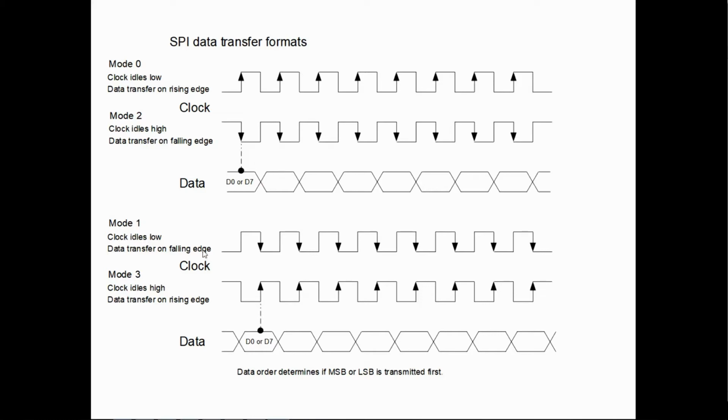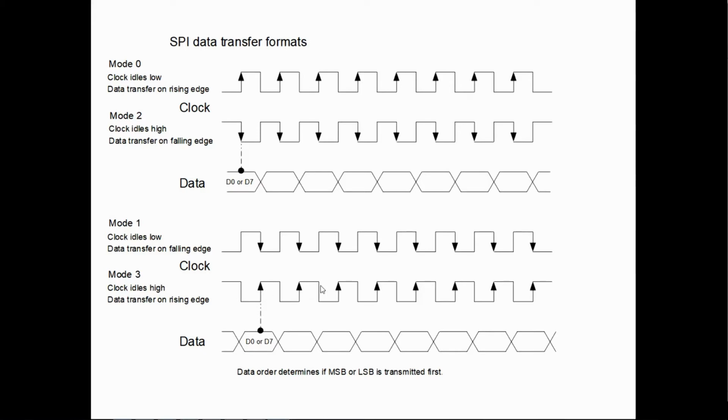Mode 1 down here, the clock idles low again, but this time the clock's falling edge is where the data is shifted in or out. And similarly for mode 2, the clock idles high, falling edge. Mode 3, the clock idles high, and it's the rising edge.